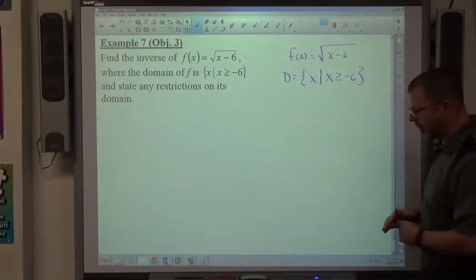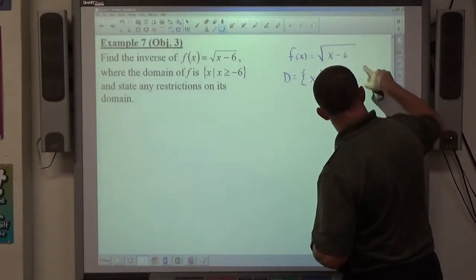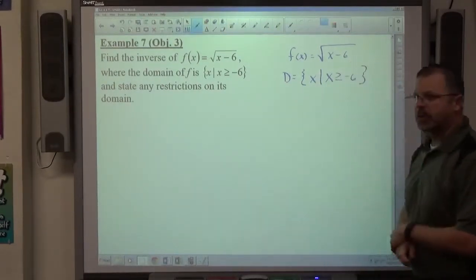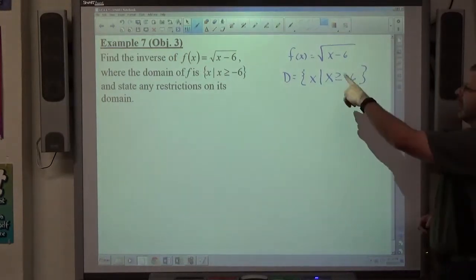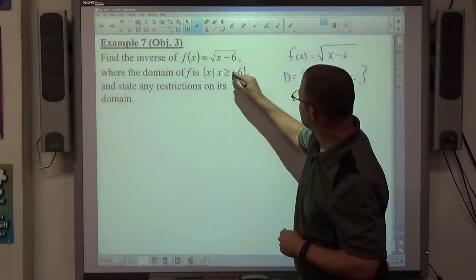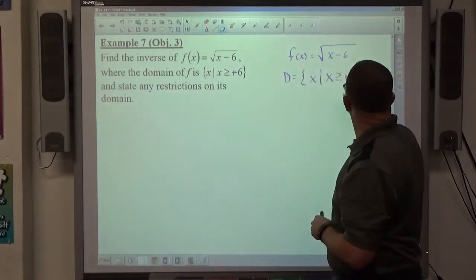Obviously, that's the correct domain for this function, right? They gave it to us. If we just verify that fact, I want x minus 6. Oh, it should be positive 6 instead of negative 6. Tell you what, that's weird.